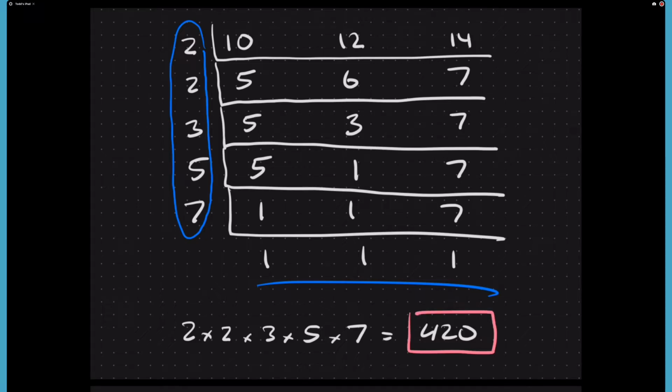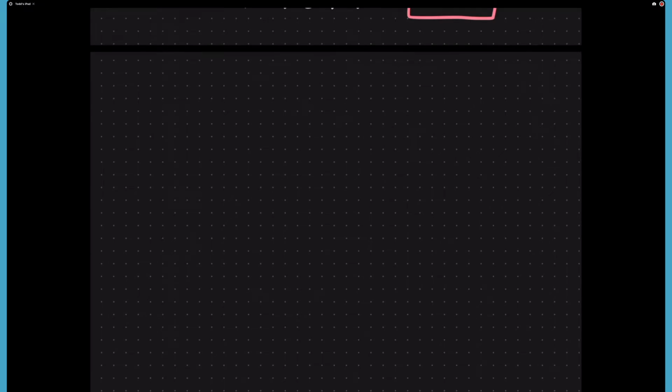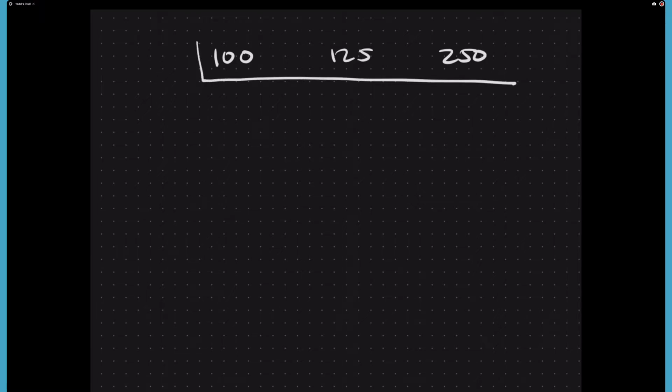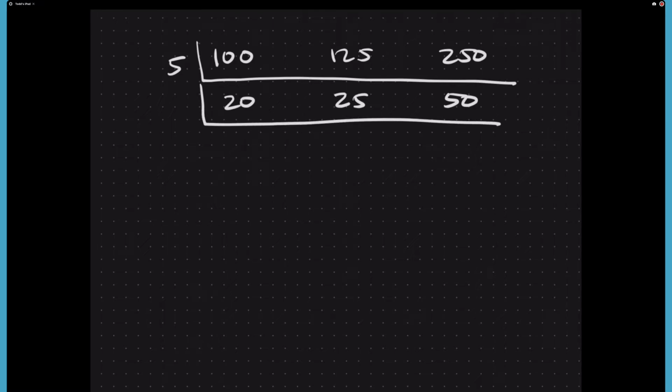I'm going to do this one more time, this time using some larger numbers. So we will look at finding the lowest common multiple of 100, 125, and 250. So looking at these 3 numbers, I can see that the number 5 will divide into all 3 of those, leaving us with 20, 25, and 50. Again, 5 will divide into all 3 of those, leaving us with 4, 5, and 10.